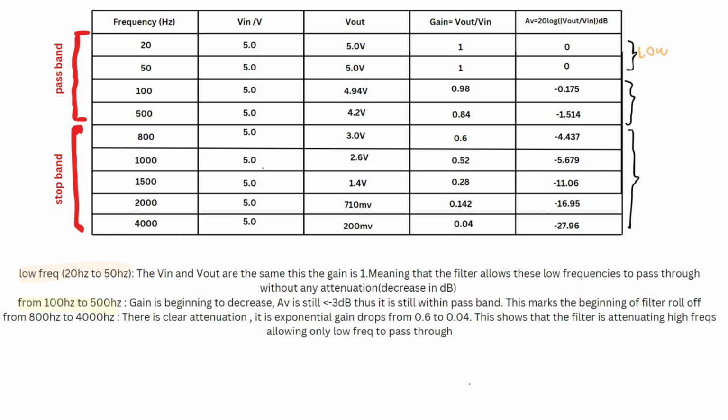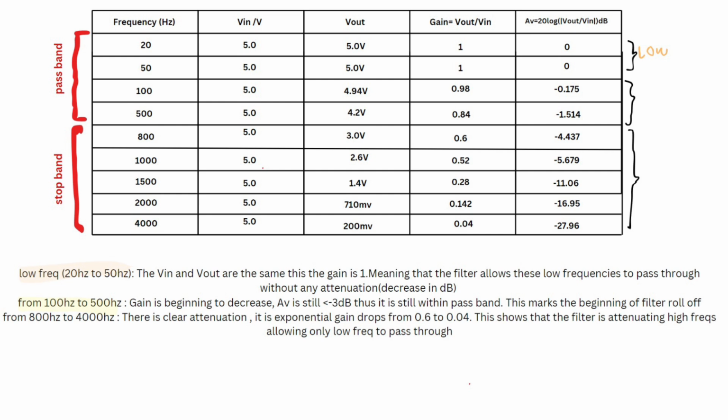At low frequencies, 20 hertz to 50 hertz, the V in and V out are both the same, so therefore the gain is 1. And so these low frequencies pass through without any attenuation, which refers to decrease in decibels. So from 100 to 500 hertz, gain is beginning to decrease. So this marks the beginning of the filter roll-off. But this is still higher than minus 3 decibels. So thus they are still within the pass band.